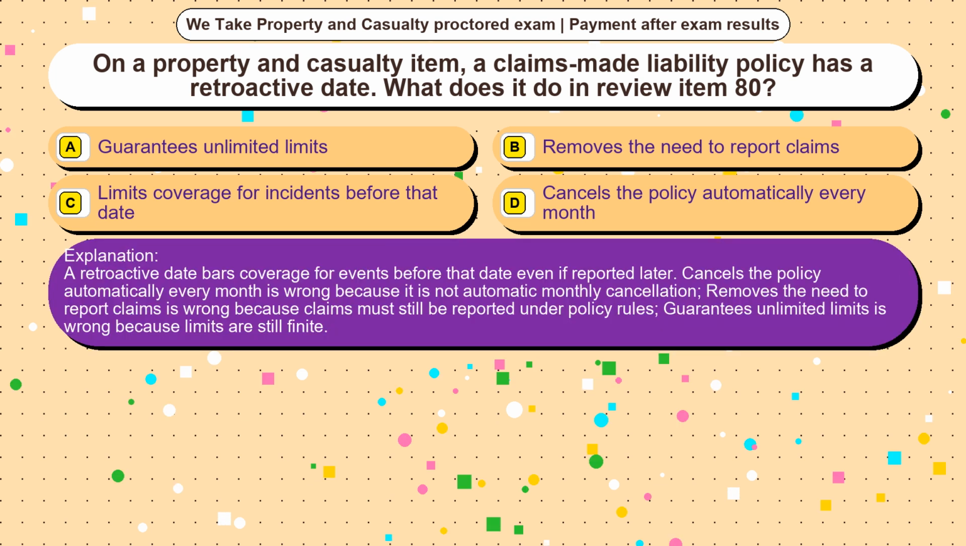A retroactive date bars coverage for events before that date even if reported later. Cancels the policy automatically every month is wrong because it is not automatic monthly cancellation. Removes the need to report claims is wrong because claims must still be reported under policy rules. Guarantees unlimited limits is wrong because limits are still finite.